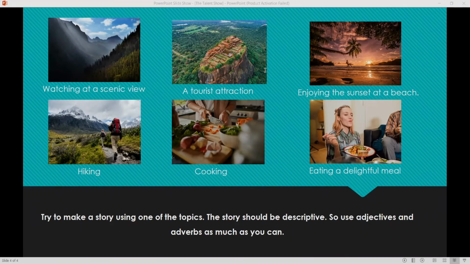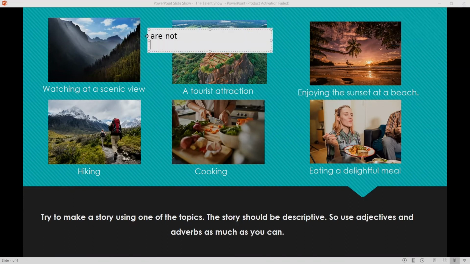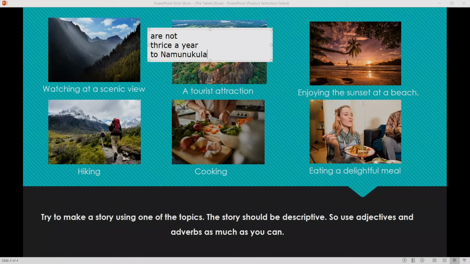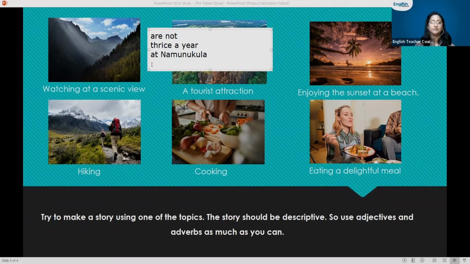Hiking is enjoyable. Hiking is very enjoyable. But sometimes if we are not careful, it can be dangerous. I do hiking at least 3 times a year. My last hiking was to Namunukula with 5 friends last month. We stayed one night top of the mountain. It was very funny and dangerous.